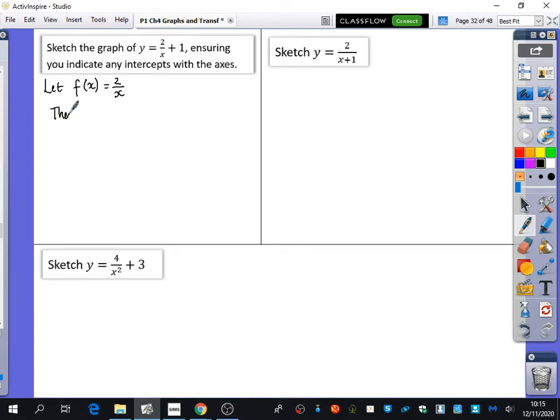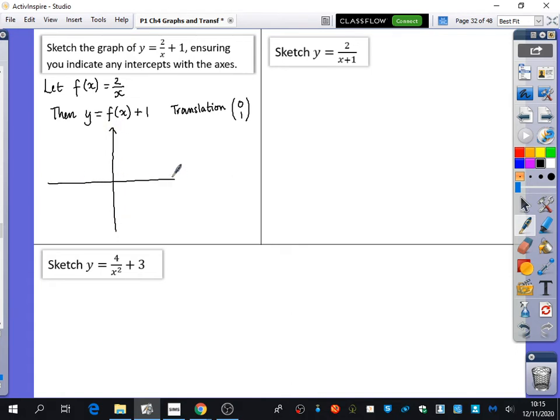Then y is equal to f of x plus 1. Okay? Because f of x is the thing we know how to draw already. We know how to draw a reciprocal graph. And we now have got that we're going to add 1 to it afterwards. And so this is a type of transformation. And this is going to be a translation of what? 0, 1.